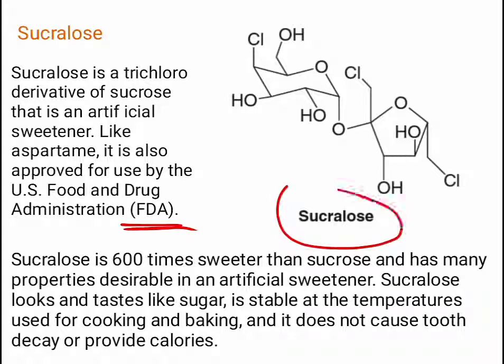This is sucralose, where this is the trichloro derivative. This one is chlorine, this one chlorine, this one chlorine. Sucralose is 600 times sweeter than sucrose and has many properties desirable in an artificial sweetener.